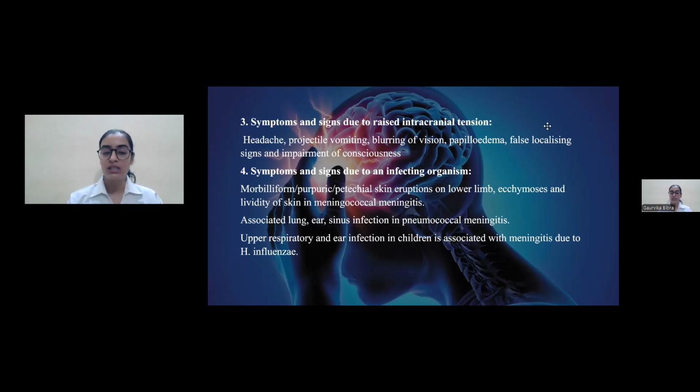Then there could be ecchymosis and skin infection due to meningococcal meningitis. Then there could be any infection associated with the lungs, ear, or sinus infection in pneumococcal meningitis. Then upper respiratory and ear infection in children could also be associated with meningitis due to H. influenzae.